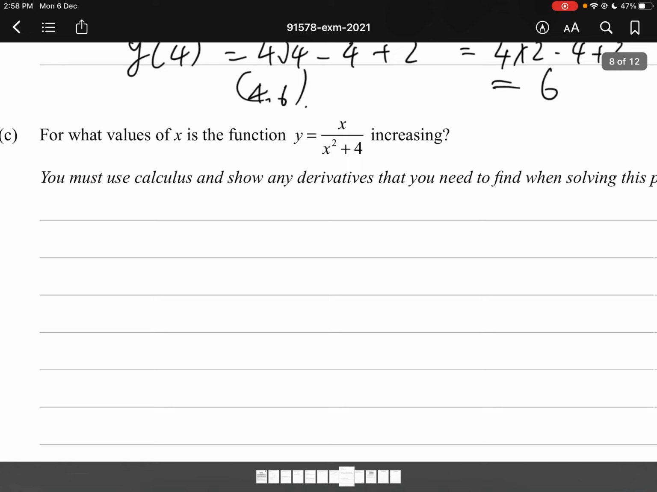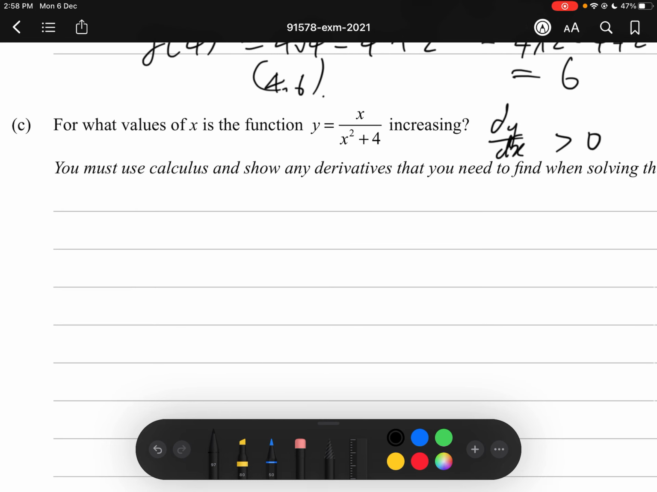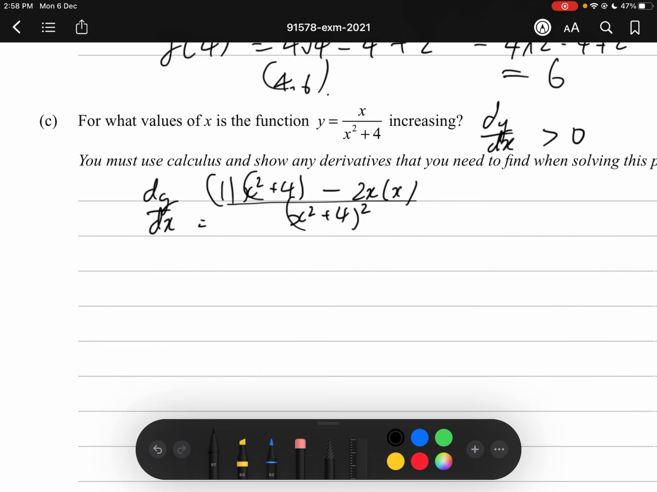For what values of x is y equals x over x squared plus 4 increasing? Increasing means that dy over dx is greater than 0. To find dy over dx, we're going to use the quotient rule again. So dy over dx equals: the derivative of x is 1, so 1 times x squared plus 4, minus 2x times x, all over x squared plus 4, to the power of 2. We want dy over dx greater than 0, so this is greater than 0. Therefore x squared plus 4 minus 2x squared is greater than 0.